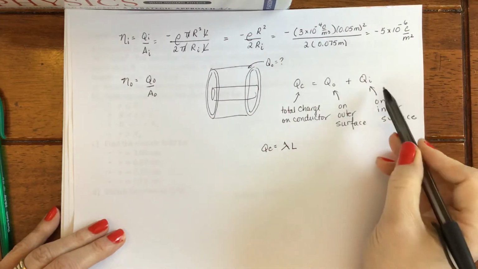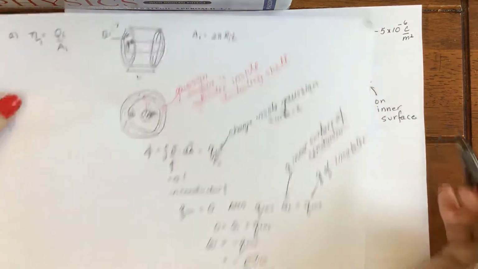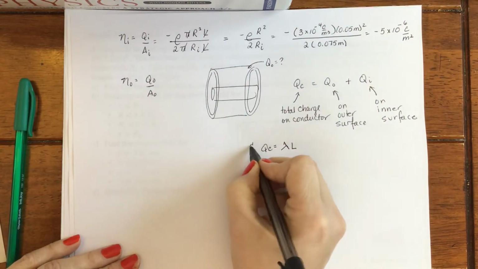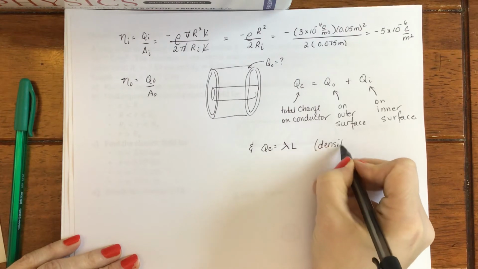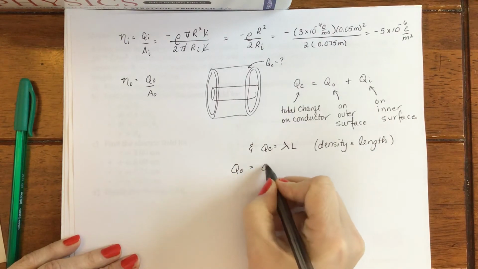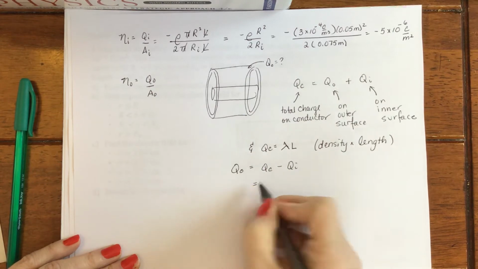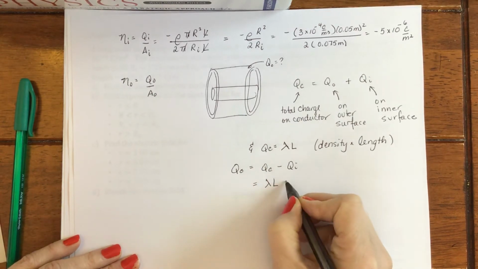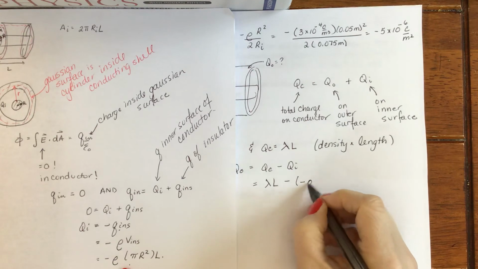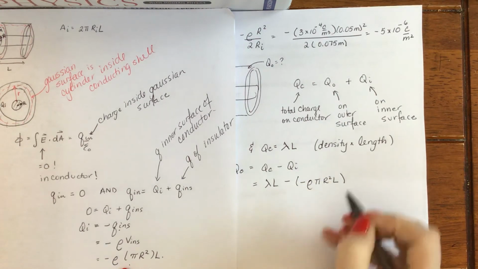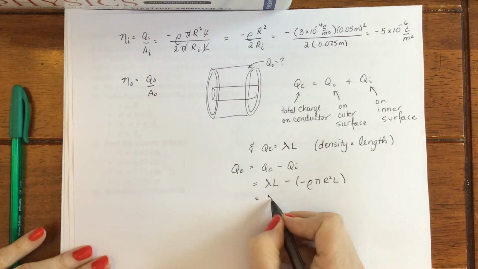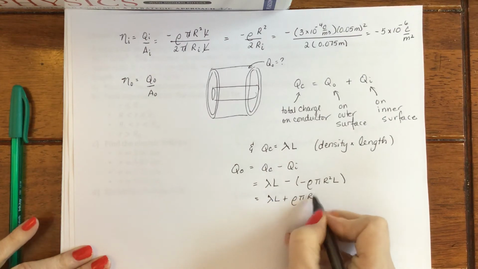The net charge on the inner surface we found in the previous step. So now we can solve for the net charge on the outer surface. So the net charge on the outer surface is the net charge on the conductor, take away whatever is on the inner surface. So on the conductor is lambda times L. We're going to subtract what we found that was on our inner surface. So minus a minus rho times pi r squared L. So there's our net charge on the outer surface of that conducting shell. We can just make this look a little bit nicer. Lambda L plus rho pi r squared L.